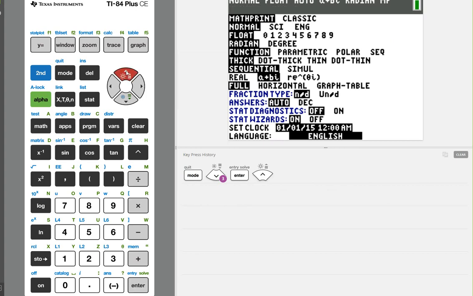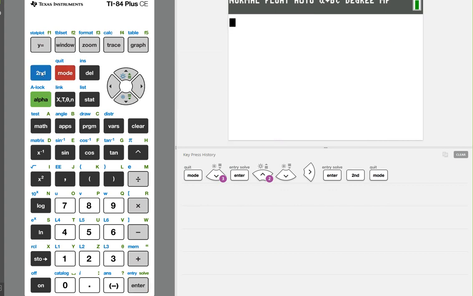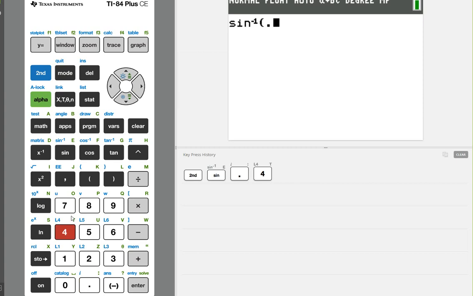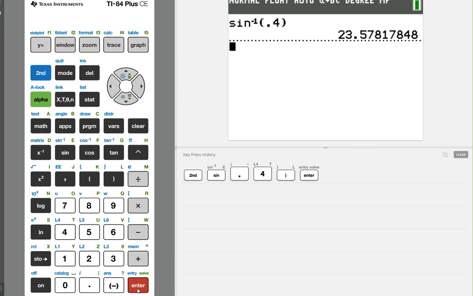So the inverse sine of 0.4. Does the inverse sine have anything to do with the cosecant? No. Do not press second sine if you're trying to find anything with the cosecant. So 23.578 degrees.